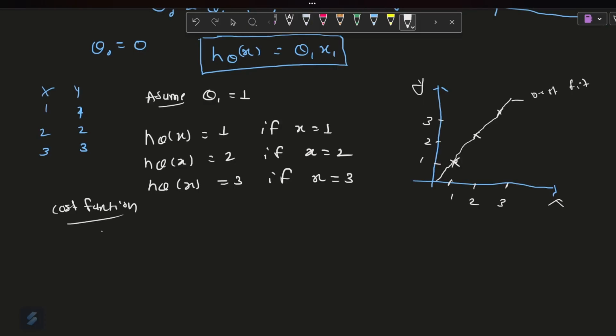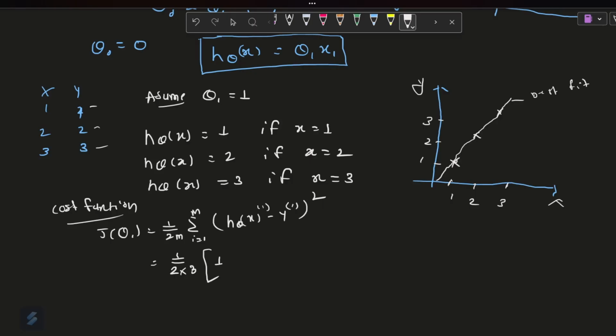The cost function J(theta1) is equal to 1 by 2m, the summation from i equals 1 to m, of h theta of x minus y, whole square. Similarly, 1 by 2 into 3, where 3 is the number of data points: 1, 2, and 3. And we simply take the summation of 1 minus 1 whole square.